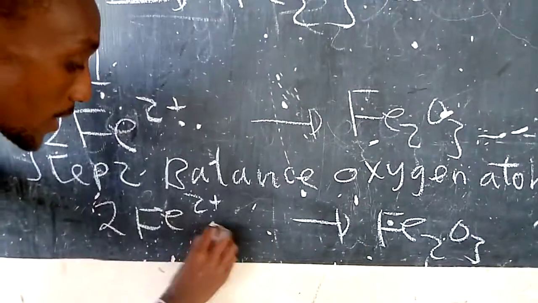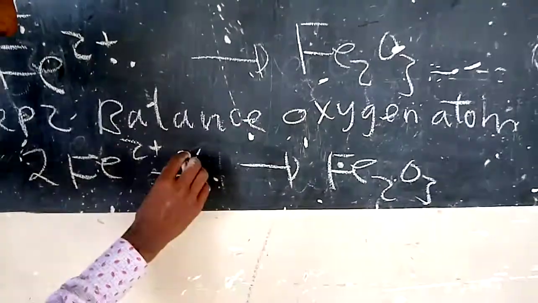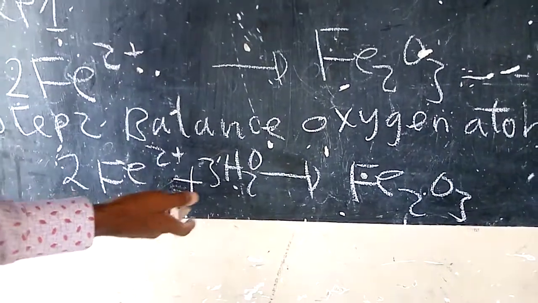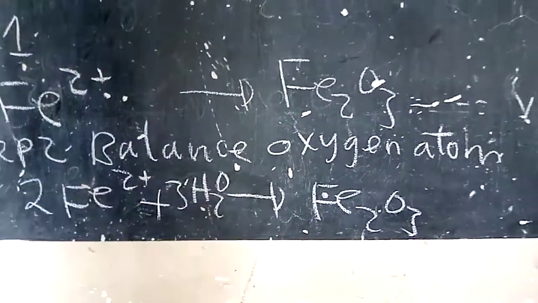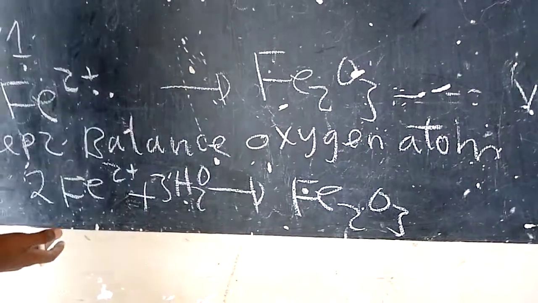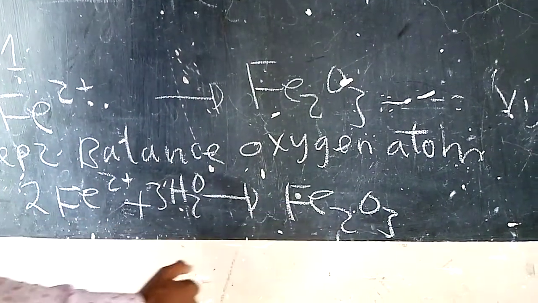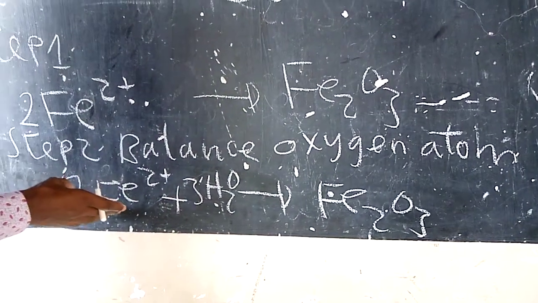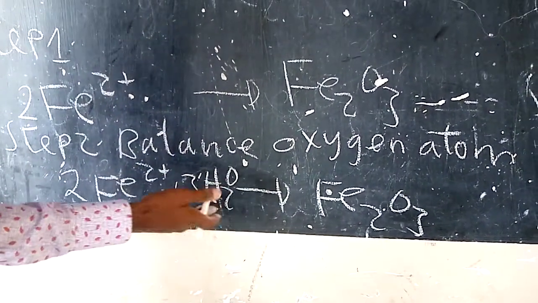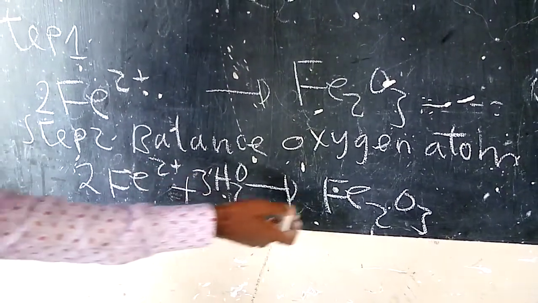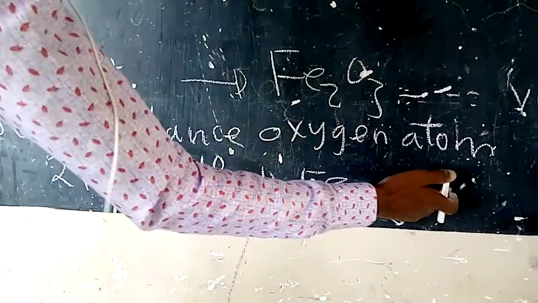Now it will be 3 water molecules. So oxygen is balanced. In the reactant side we have 3 oxygen, and in the product side we have 3 oxygen. In the reactant side we have 2 iron, and in the product side we have 2 iron. So iron is balanced and oxygen is balanced. What is not balanced here is hydrogen. Here we have 6 hydrogen in the reactant side, and there is no hydrogen in the product side. Now step 3. Before going, mark this equation as equation 7.